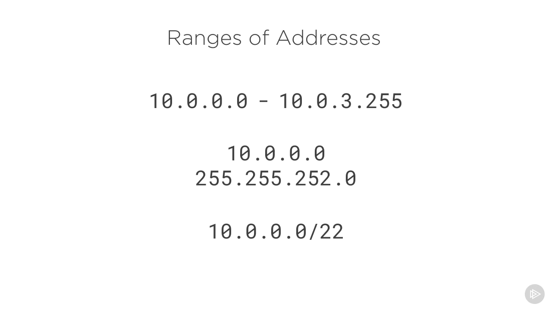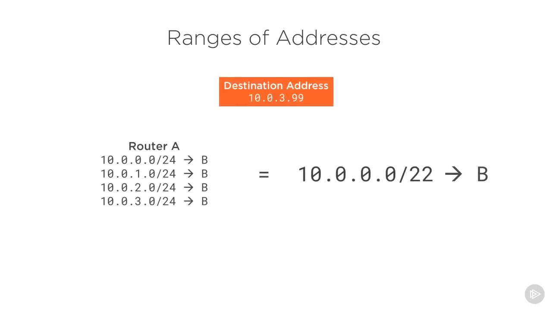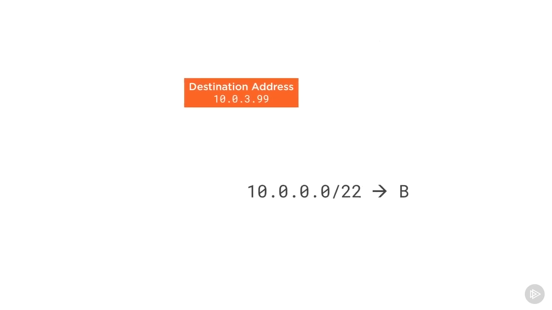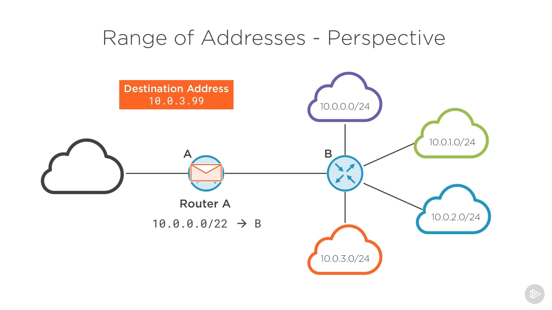255.255.252.0. So we can say that these 4 subnets that I currently have configured as static routes on router A are equivalent to one subnet, 10.0.0.0/22. So what I can do is I can actually create one static route on router A that will forward all the traffic correctly to all the networks connected to router B. So we'll add that now to our routing table.